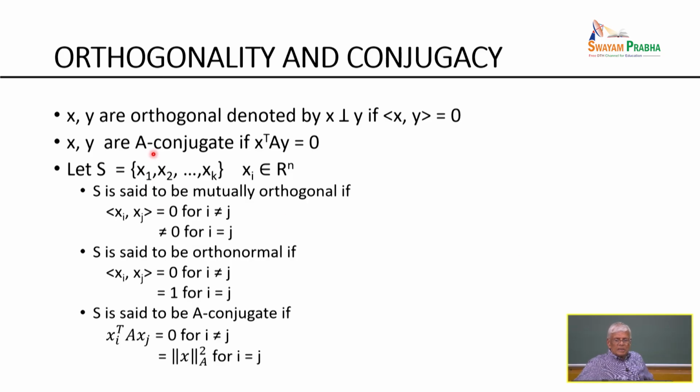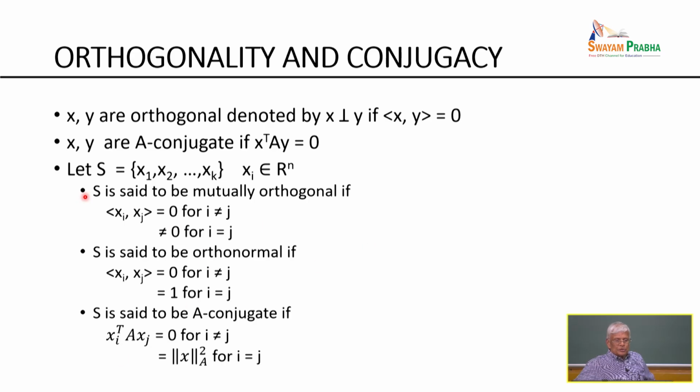x and y are said to be A-conjugate if x transpose A y is 0. If A is the identity, that becomes the inner product. So conjugacy is an extension of the concept of inner product. With me?